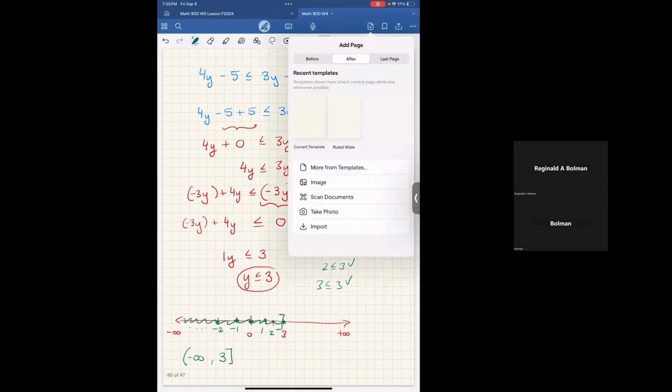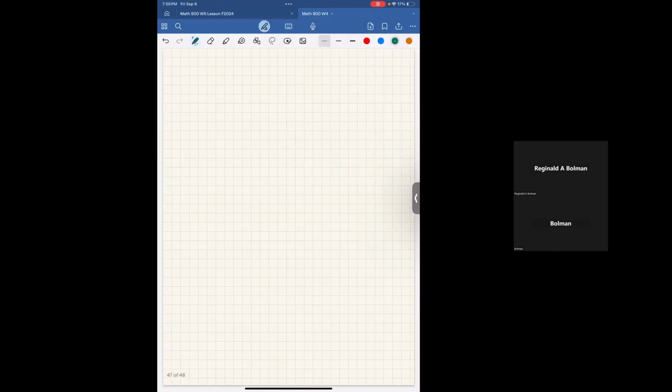Let's look at another example. We're going to look at example 7 on page 153. On example 7, page 153 in your book, you have 4 times the unknown number plus 1 minus 2 is less than, strictly less than, 8x minus 26.